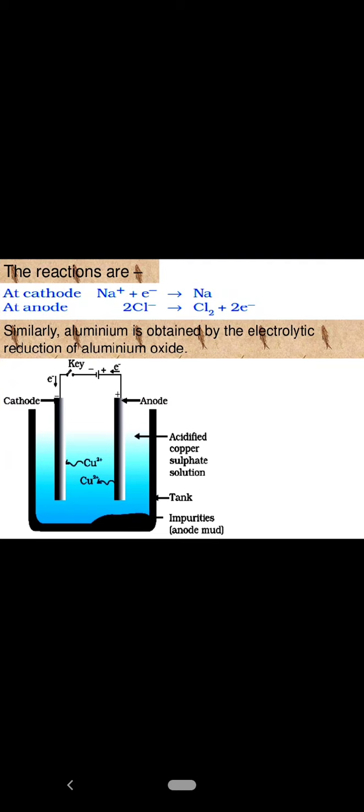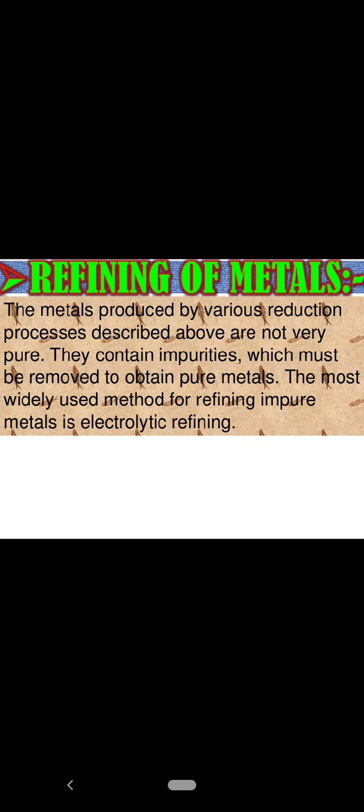The electrolyte is a solution of acidified copper sulfate, the anode is impure copper, whereas the cathode is a strip of pure copper. On passing electric current, pure copper is deposited at the cathode, if we consider the process for the copper sulfate solution.